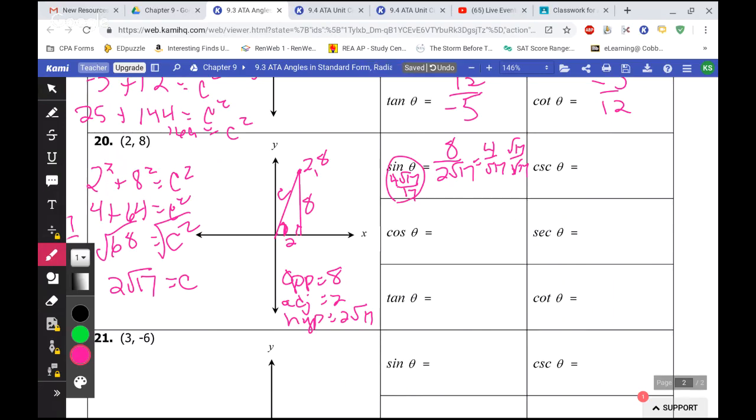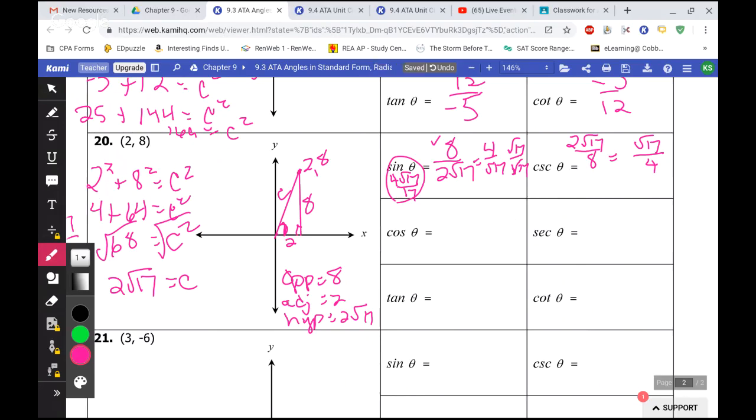I want to go back to my simplest form before I flip it, because remember, cosecant is the inverse of it, but always go back to your simplest, like the one where you began. So you're going to have 2 root 17 over 8. Does that make sense when I say go back to the original? Yes. Okay. So that's going to be root 17 over 4.